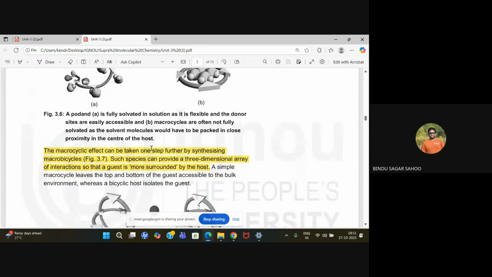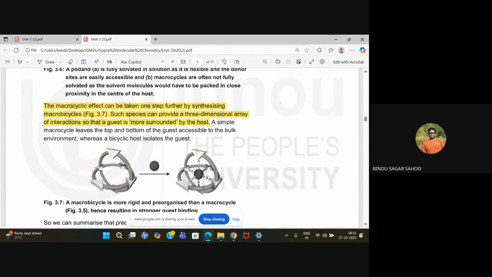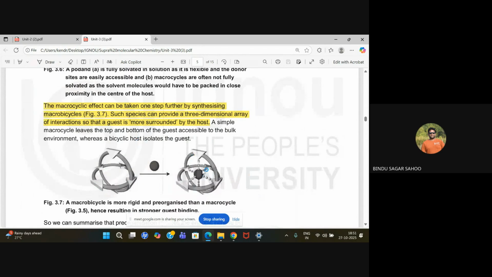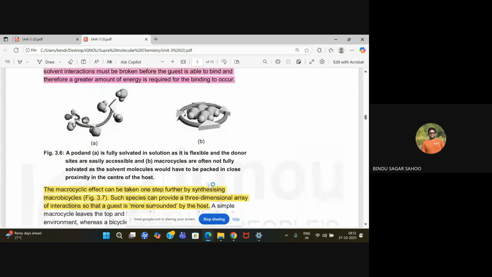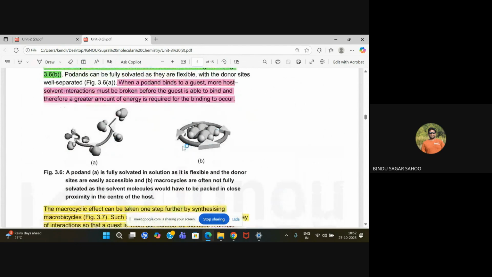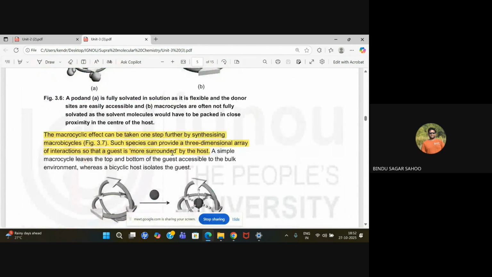You can see this is a cryptanoid structure, and this is a macrocyclic structure. In a cryptanoid structure, the guest molecule will interact with the upper part, and it can interact with the lower part also, in this axis, in this axis, in this axis. So in three axes they can make interaction. That's why it is called three-dimensional binding in cryptanoids. But in a crown ether complex, the host and guest can combine in two directions, or two axes.